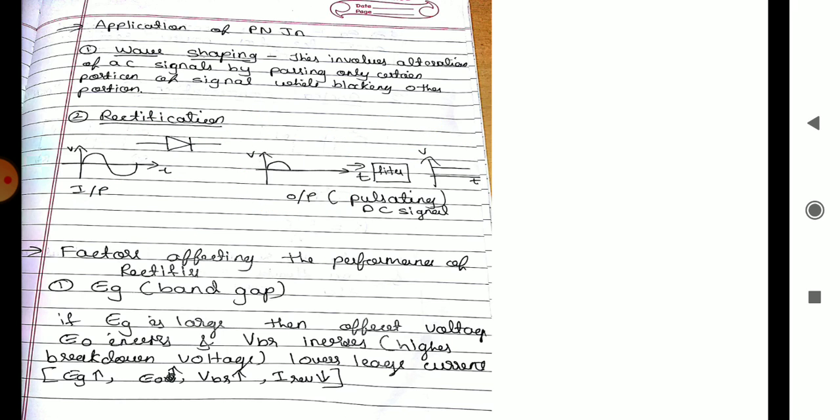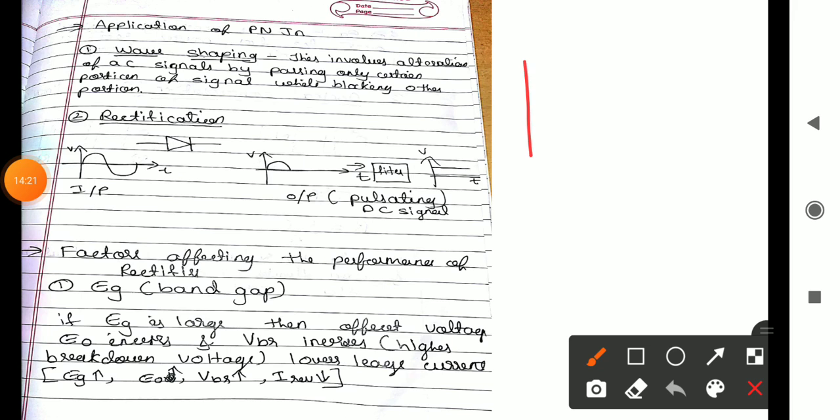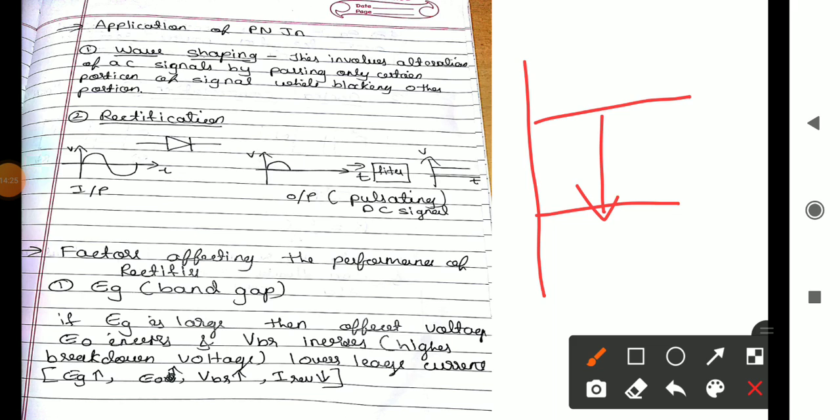Now, as we said, PN junction as well as rectification, there are few factors that will affect the performance of the rectifier. The first one is band gap. We already studied this in the first module. This is the valence band and this is the conduction band. The gap between the valence and conduction band we call the band gap, that is EG.